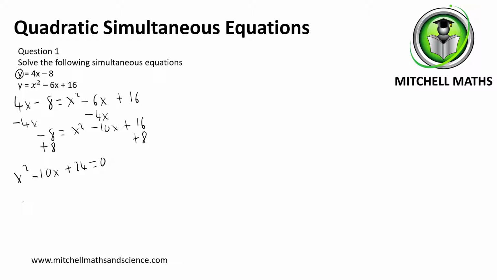I can either solve by factorising or quadratic formula. I think in this case it's probably easiest just to factorise. It's going to be 2 x's. I need it to multiply to make a positive, add to make a negative, therefore it's going to be 2 minus numbers, and it'll be 6 and 4 because 6 times 4 is 24, minus 6 minus 4 is minus 10. And therefore my x values will be x equals 6, x equals 4.